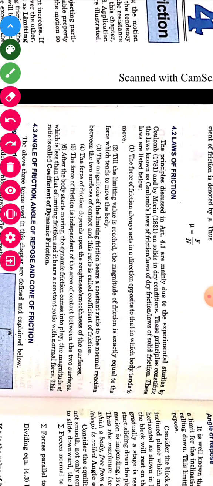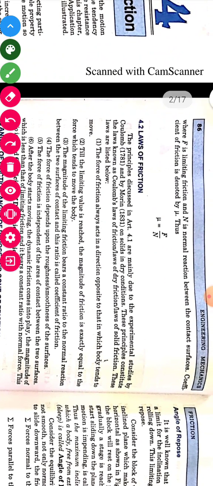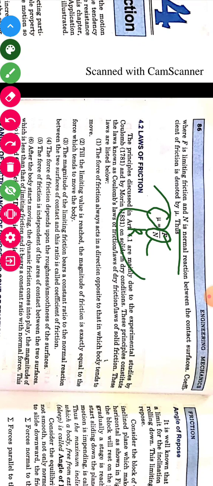and before that we can see here coefficient of friction. What is coefficient of friction? This F is nothing but limiting friction, and this N, or in some textbooks it is mentioned as R, is normal reaction or reaction. It will be always perpendicular to your contact surface. So the ratio of this limiting friction and normal reaction will be coefficient of friction. This mu is nothing but your coefficient of friction.